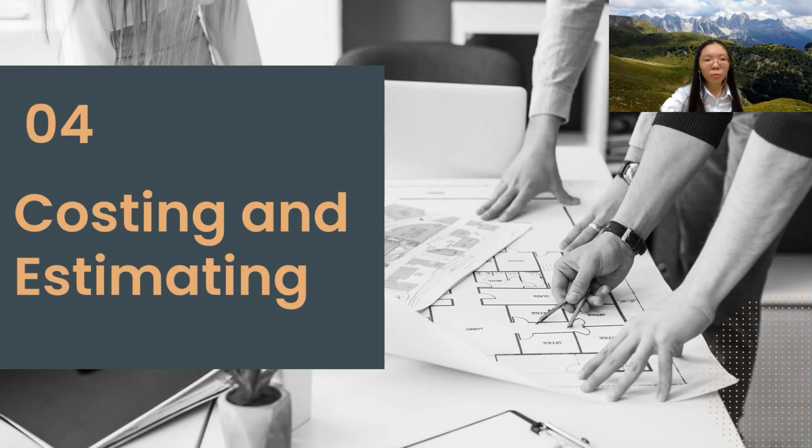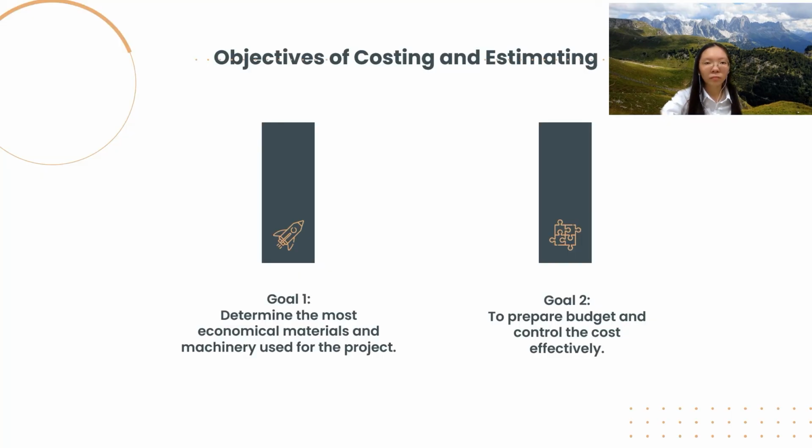Now we will go to the costing and estimating department. The main objective of costing and estimating is to determine the most economical materials and machineries used for the project. Not only that, costing and estimating aims to prepare a budget and control the cost for the project effectively.